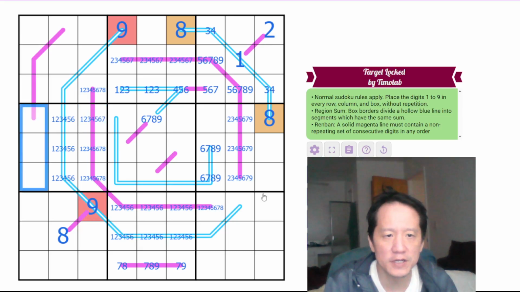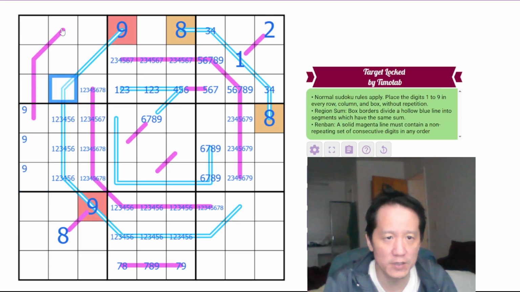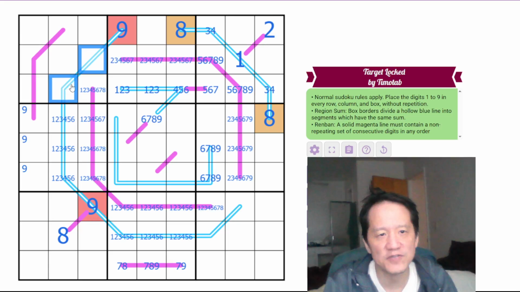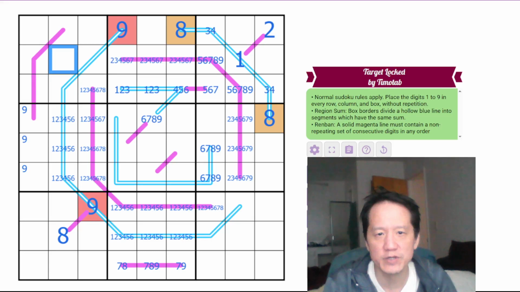Where is the 9 here? It has to be one of those 3. 9 cannot be on this region sum line, because if it were, the problem is it would have to add up with another digit to add up to 9, so that's not allowed. So it can't be here. Can't be here because of that 9, so this must be a 9 here, which means this cannot be 9.